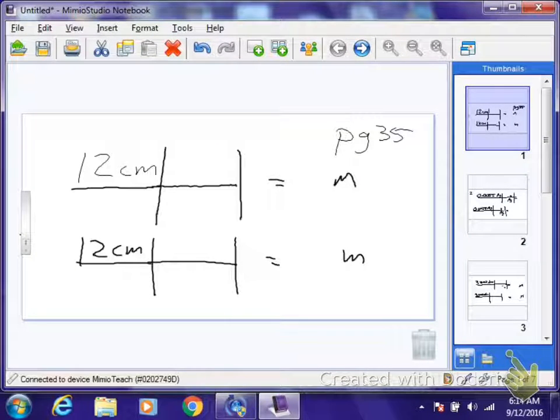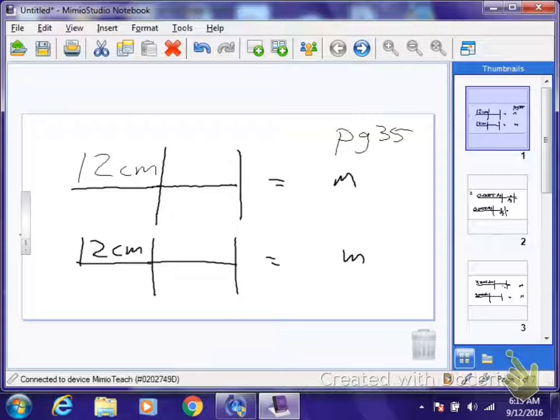Okay, so you had a worksheet to do on Friday, and it covered conversions. If you were in my earlier classes in the morning, I had given you a chart. The chart went from gigameters to nanometers. It's also on page 35 in the book, and you'll have to memorize it.